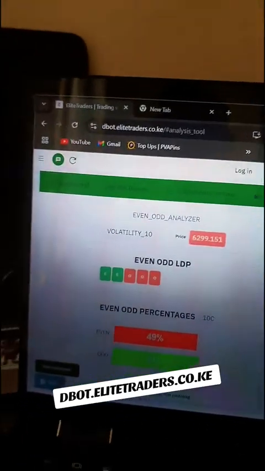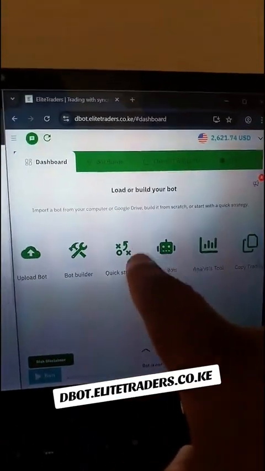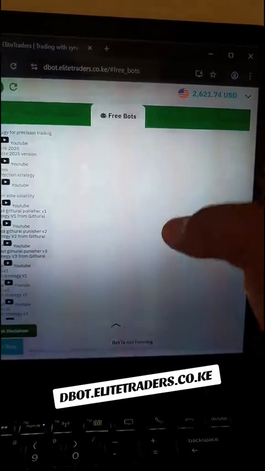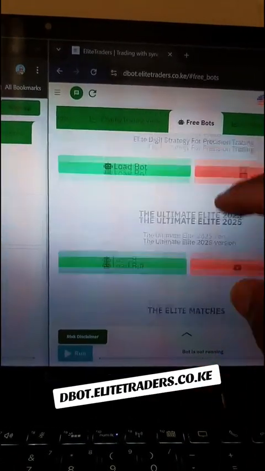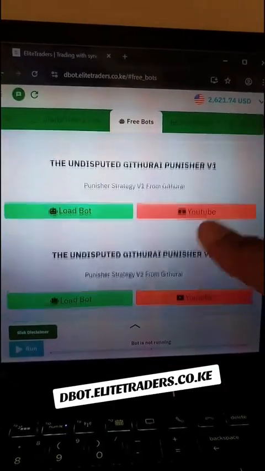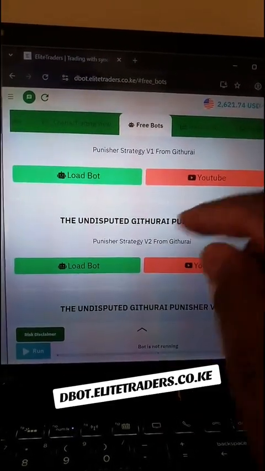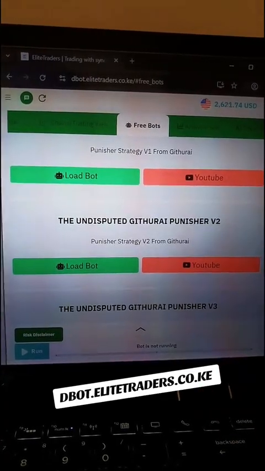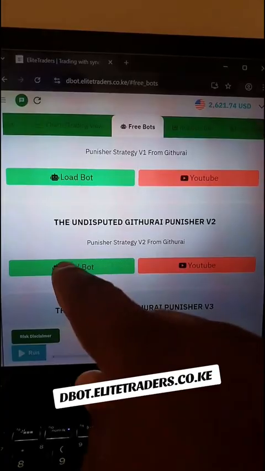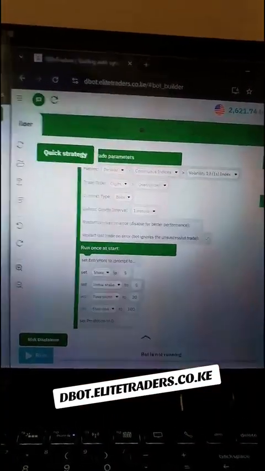I have just done a screen splitting. This is my first browser. This is my second browser. So I just want us to take a trade. On this other side where we have the account, I want us to load the robot, and we'll be trading with this robot we call the Undisputed GITHURAI Punisher version 2, this one. I think I have done some videos on YouTube on how to use this robot, but let's take a trade, and I also have a chance to explain again some of the factors that you need to consider.